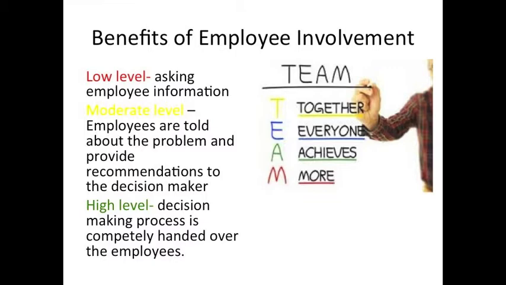So, when we look at employee involvement, we look at it on three levels: a low level, a moderate level, and a high level. A low level is asking the employee for information. So let's say your boss comes to you and he just wants to know, hey, since you're selling sneakers, how many sneakers are we selling in a month? That's a low level. A moderate level is employees are told that the problem is occurring and they want them to make a recommendation to the decision maker.